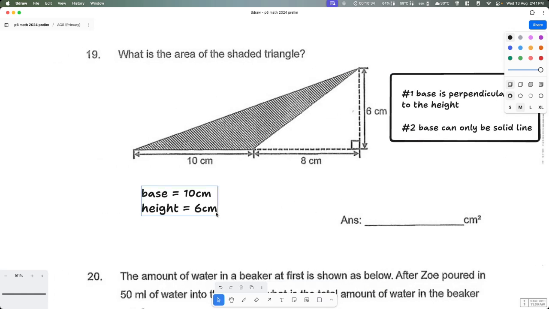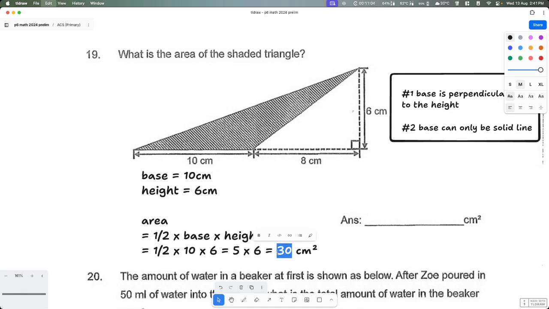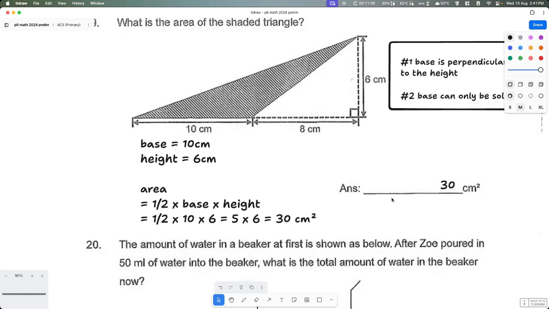So from here, area is equal to half times base times height. So half times base is 10 times height is 6, right? It's basically 5 times 6. This will give you 30 centimeters squared. That's what you see over here. There you go. So that's the answer, 30. Okay, let's move on to the next question.